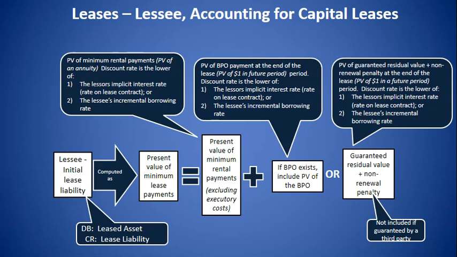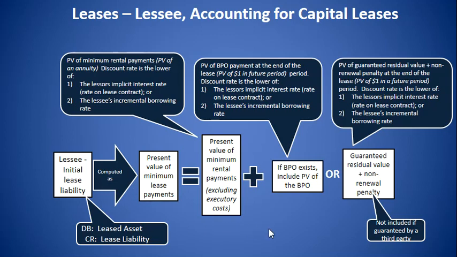Now again, if the BPO doesn't exist, we need to consider whether or not there's a guaranteed residual value and a non-renewal penalty in the lease itself. And again, if we find that those exist, we need to calculate the present value of the guaranteed residual value plus any non-renewal penalty at the end of the lease. Again, the present value of $1 in a future period, and the discount rate is the same as the other discount rates, where it's the lessor's implicit interest rate, which is the rate on the lease contract, or the lessee's incremental borrowing rate. So that's how we calculate our initial lease liability.